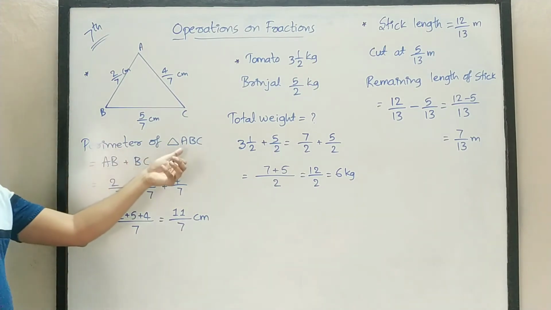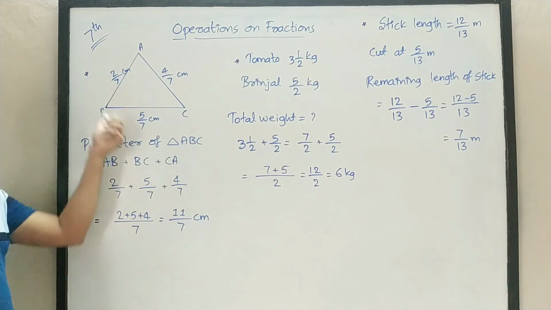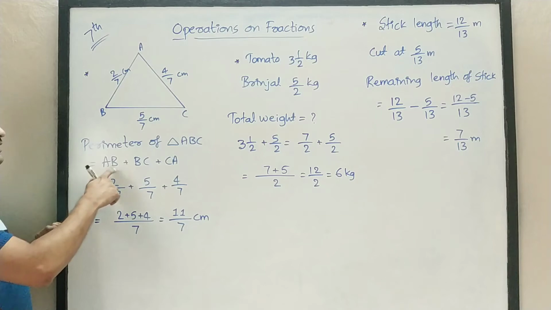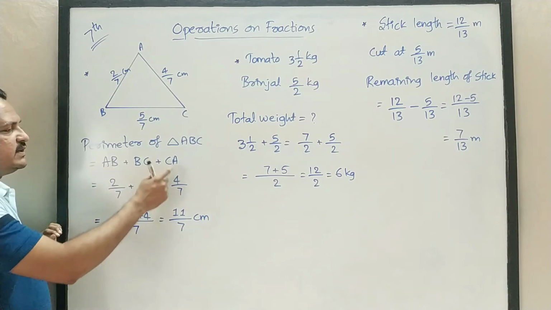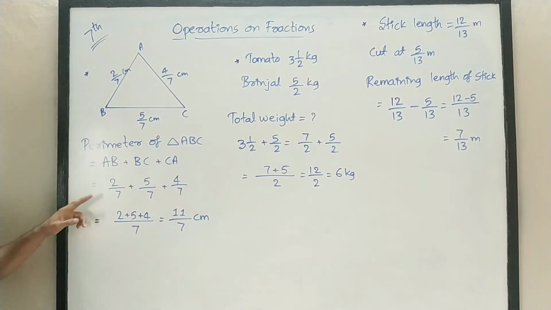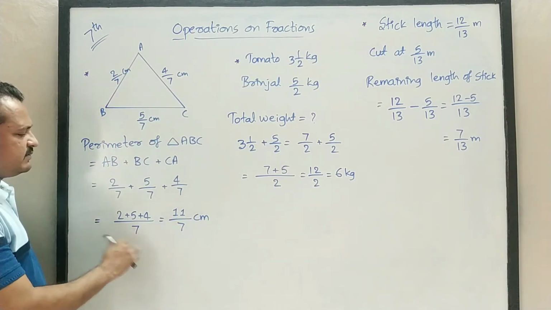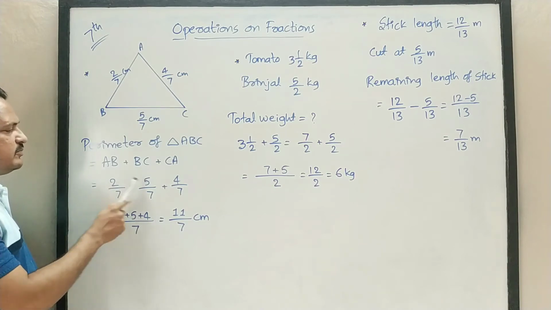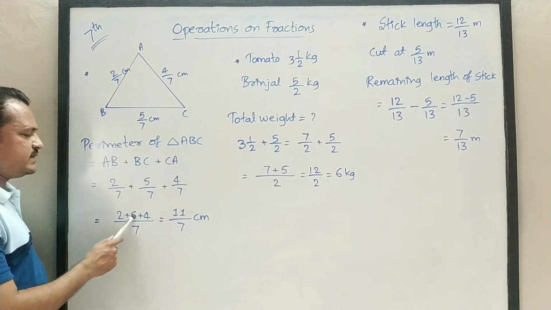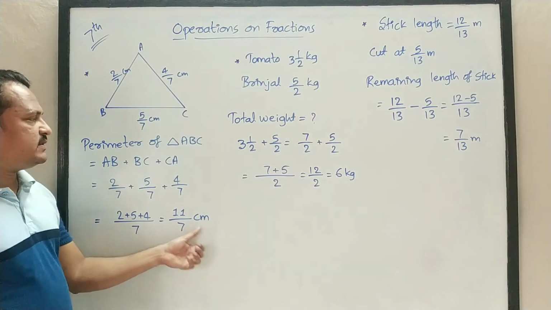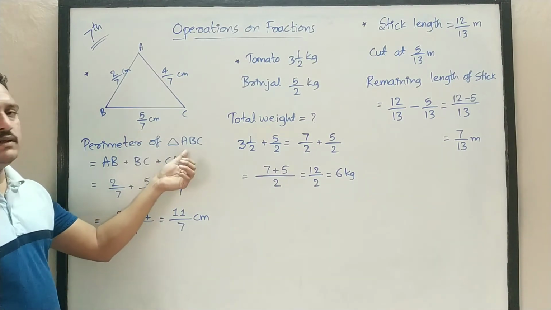Perimeter, we already know the formula, is the sum of all three sides: AB plus BC plus CA. So AB is 2 by 7, BC is 5 by 7 and CA is 4 by 7. All three are given here. The denominators are 7, 7, 7, so the LCM is the same, 7. Then in the numerator, 2 plus 5 plus 4: 2 plus 5 is 7, 7 plus 4 is 11. So 11 by 7 centimeters is the perimeter of triangle ABC.